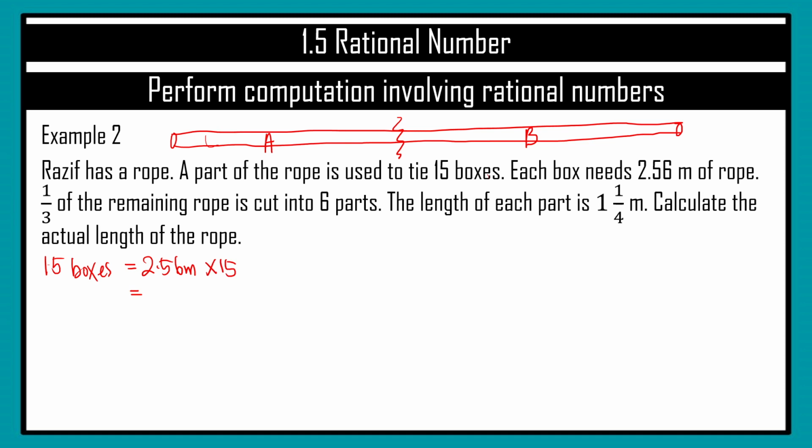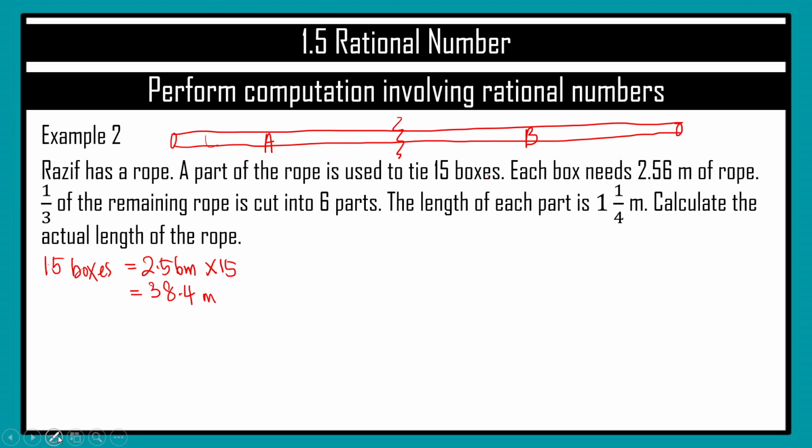So let's take out your calculator and calculate that. You should be able to get 38.4 meter. The second part of the information says that a third of the remaining rope, which in my diagram is the B part, is cut into 6 pieces.